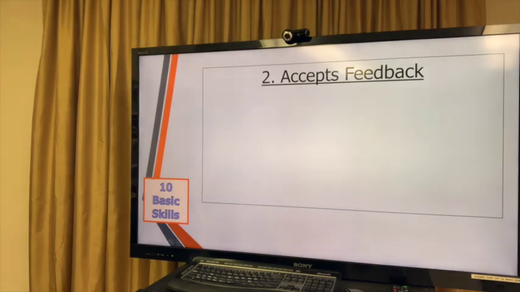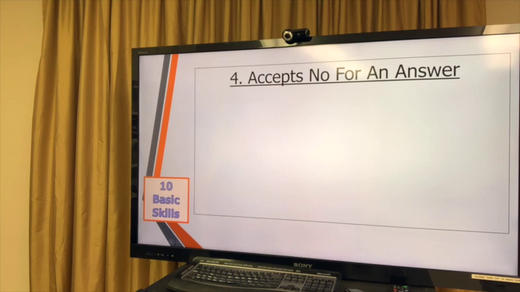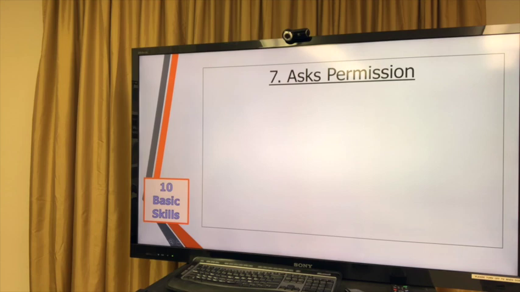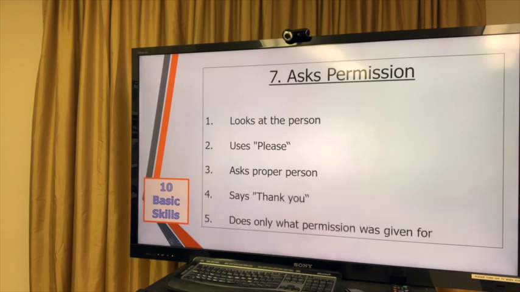Our first basic skill is accepts feedback: you look at the person, acknowledge, maintain body posture, and make the change. Accepts no for an answer: looks at the person, acknowledges, maintains body posture, and waits until a neutral time to discuss concerns more fully. Asks permission: looks at the person, uses please, asks the proper person, says thank you, and does only what permission was given for.